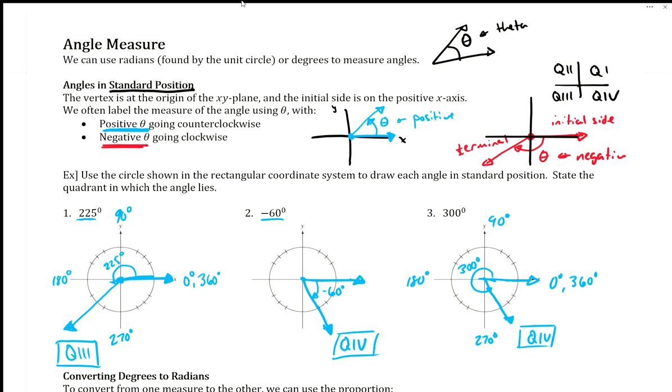One thing to notice about number 2 and number 3 here is that they are in the same exact spot. So notice negative 60 and 300, their terminal ray or their terminal side is in the same exact spot. So that can happen. What we would say then is that these are coterminal angles. So more on that later, just to make a mention of it right now. Anyway, that's how we sketch them.